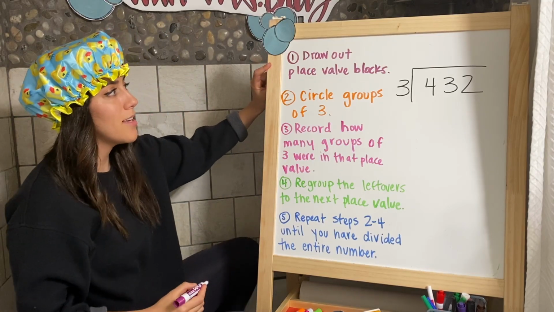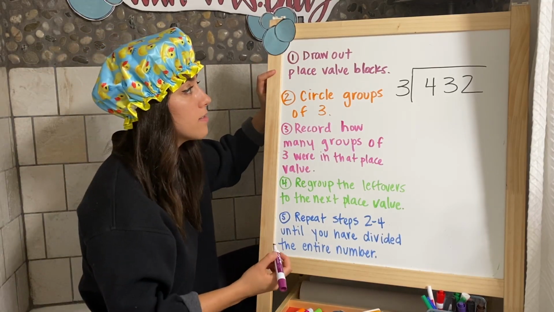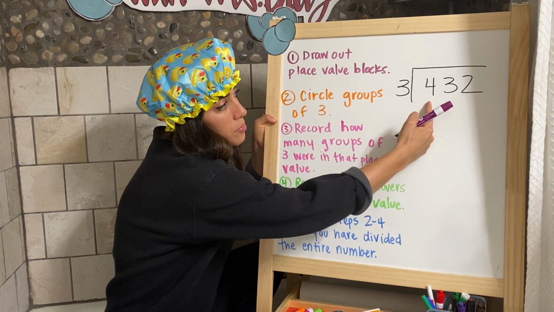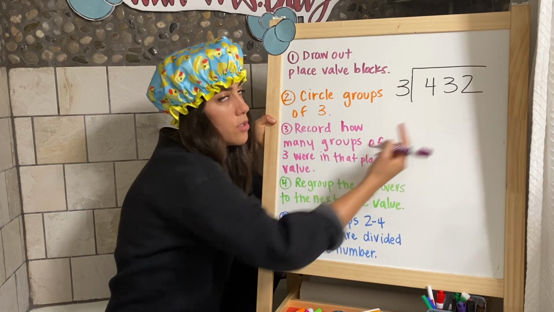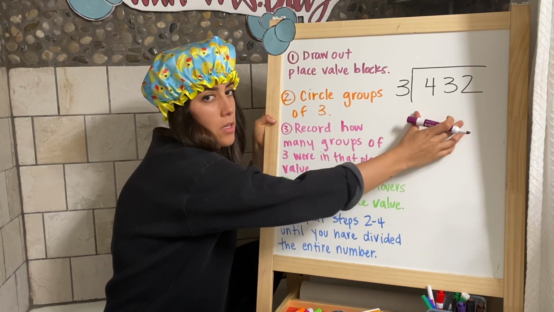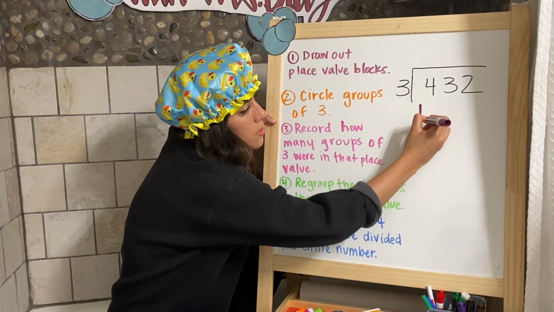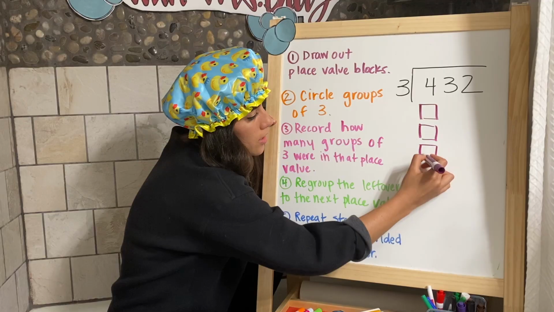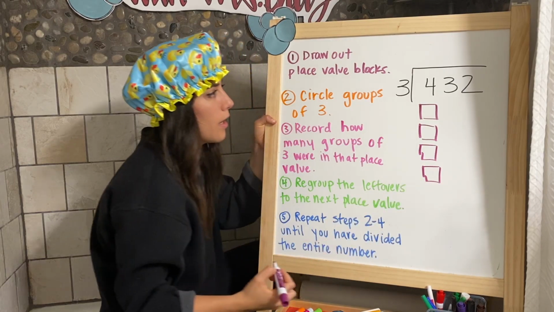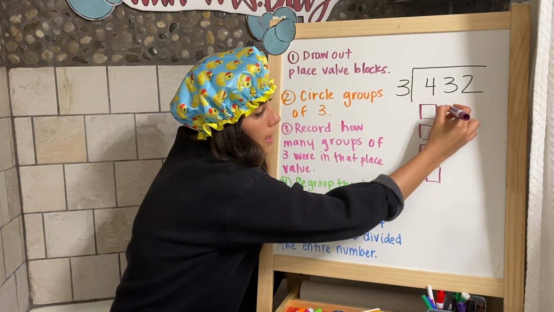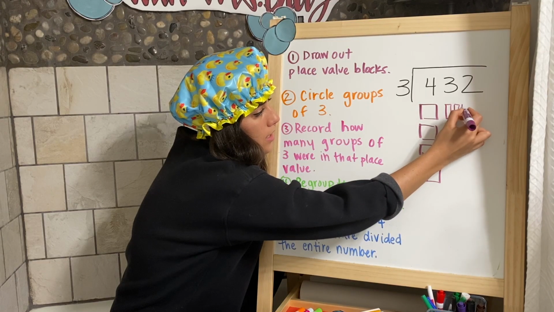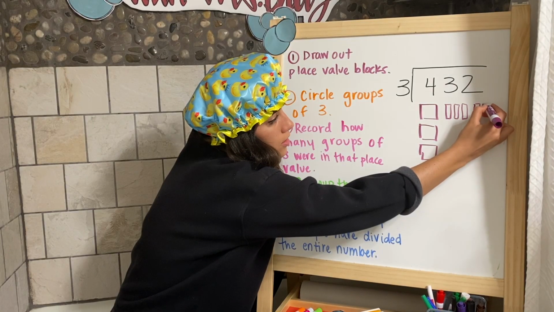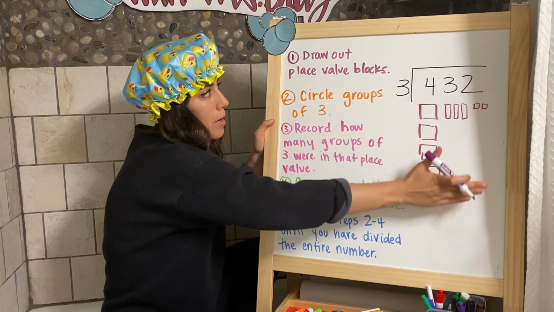So the first step I'm going to take is draw out the place value blocks. And if you understand base 10 blocks, we have our hundreds place value, tens, and ones. You could also do this with thousands, but I'm going to stick with these 3 for now. So in the hundreds place, I have 100, 200, 300, 400, okay? In my tens place, I have 10, 20, 30. And in my ones place, I have 1, 2. Okay, so I've drawn out my place value blocks.